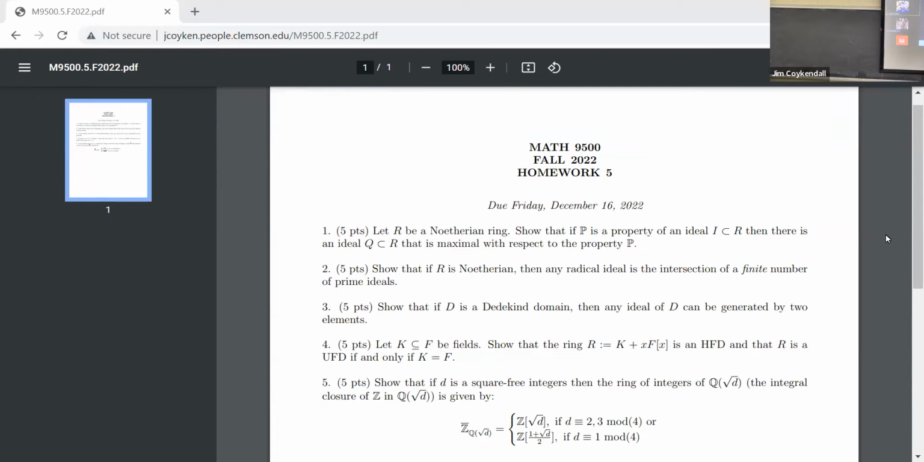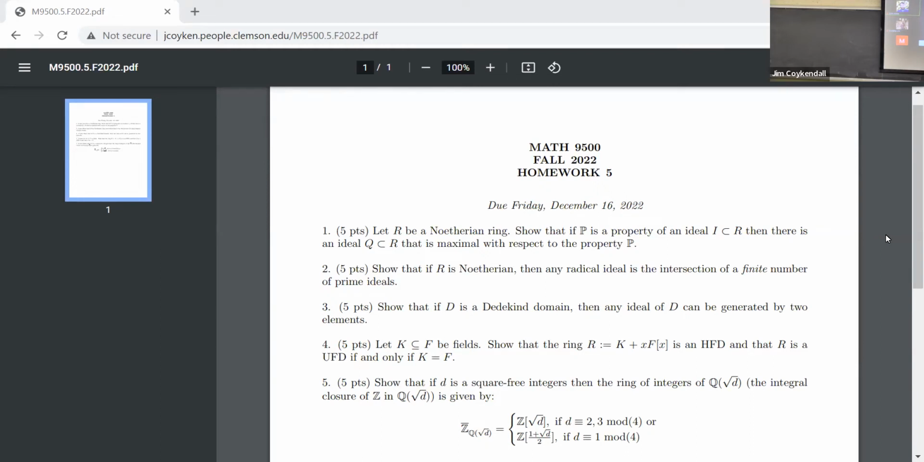Number two, show that if R is Noetherian, then any radical ideal is the intersection of a finite number of prime ideals. Actually, I had mentioned to you that something stronger is true for Noetherian rings. That is to say, if you have any Noetherian ring R, and you have some proper ideal in R, then there are finitely many primes that are minimal over that.